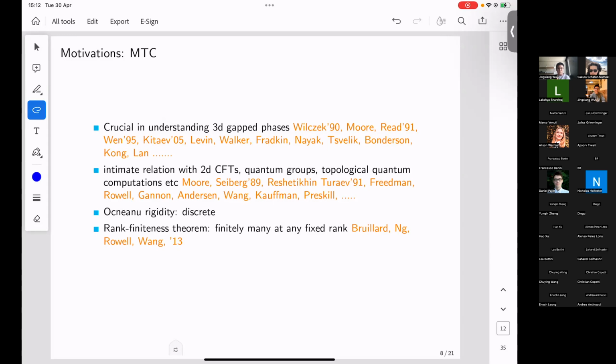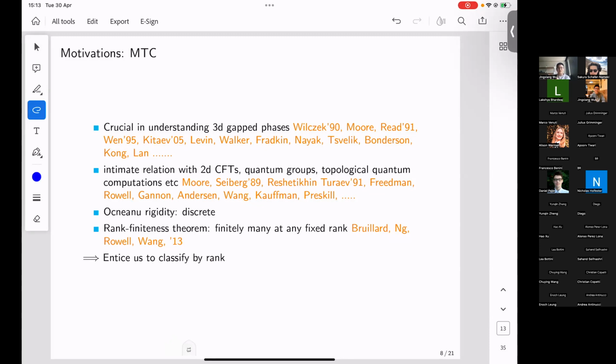MTCs are nice in many different ways. One thing that makes it very nice to study is that it's rigid. This is known by the name Ocneanu rigidity. Basically, it does not have any continuous parameters. The space of MTCs is discrete. And furthermore, it's finite. At any given rank, you only have finitely many MTCs. This is proven in this paper. So all of this is just trying to encourage us to set up a classification program, rank by rank.